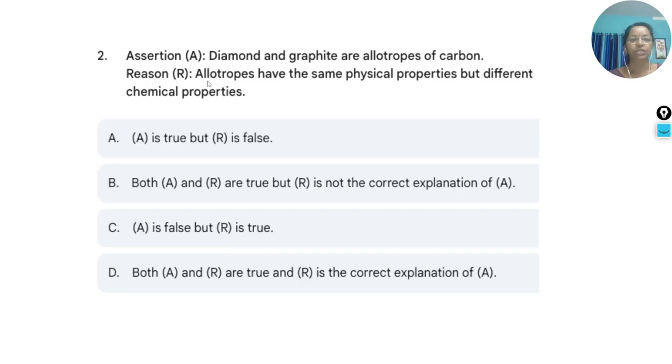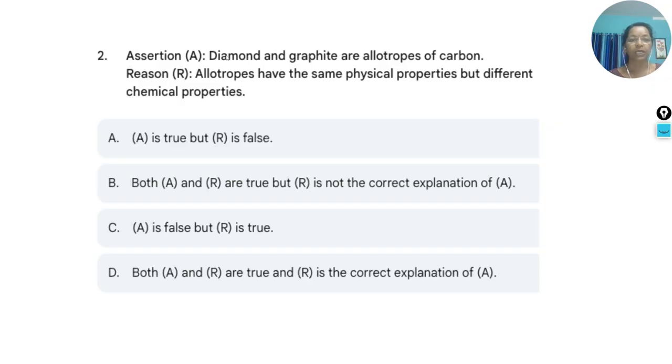Then the next question: diamond and graphite are allotropes of carbon. That is correct. See, I'll tell you something. If you add the word 'because' to the assertion, then read the reason, and if it is giving logic, then you can opt for option A. That means A and R are true and R is the correct explanation, usually.